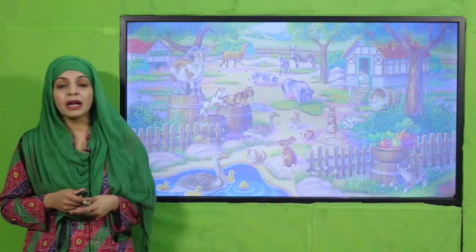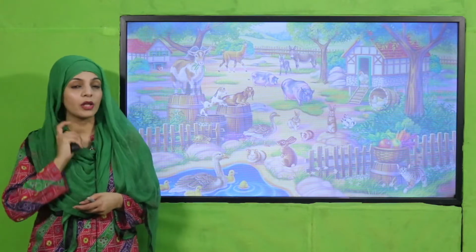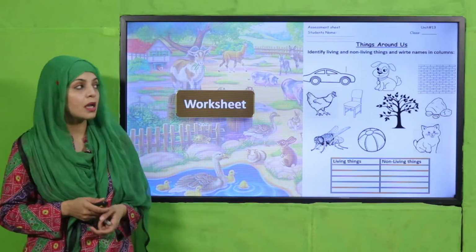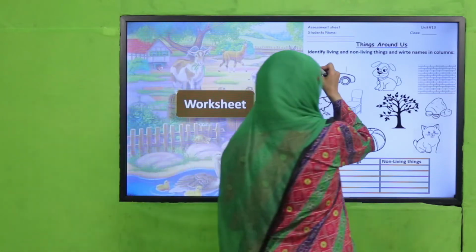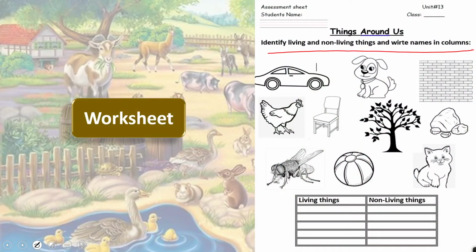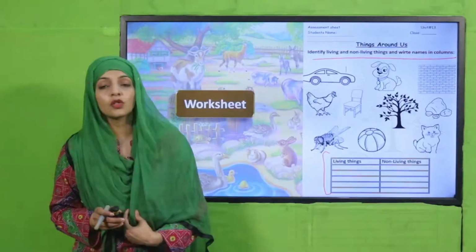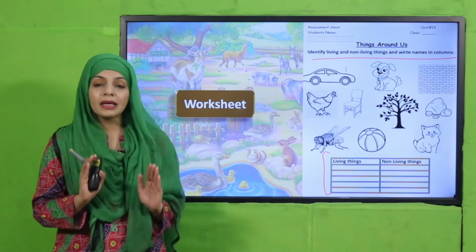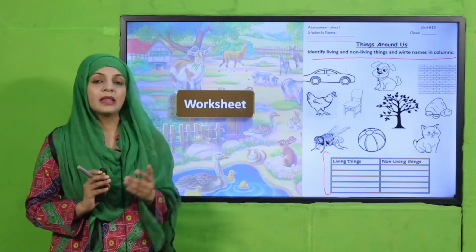So now is the time for practice. I will provide you with an assessment to evaluate you. So my dear students, here's the worksheet. Write down your name and your class and then identify living and non-living things and write their names in the columns. So इनमें से कौन से living things हैं और कौन से non-living things हैं आपको identify करना है और इस column में note down करना है. Because this is your test, this is your assessment, I will not help you out this time. So pause the video, think carefully and then complete the worksheet.